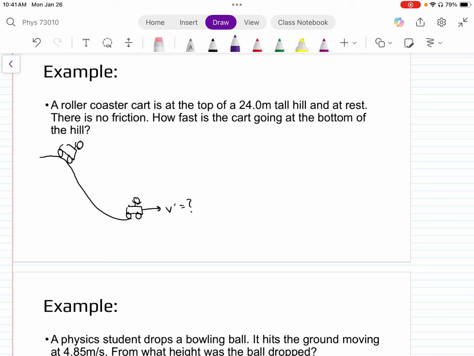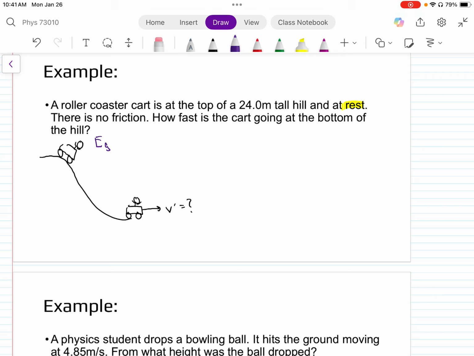At the start, when the roller coaster is over here, is the roller coaster up high? Well, yes, the roller coaster is up high, so that means it's got EG. At the beginning, is the roller coaster moving? Well, no, the question said they were at rest, so no EK at the beginning.